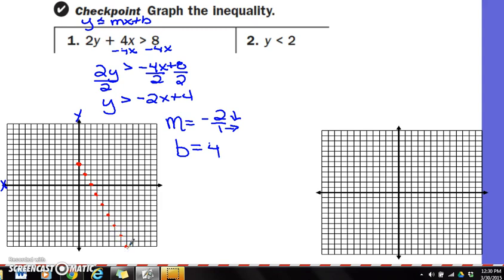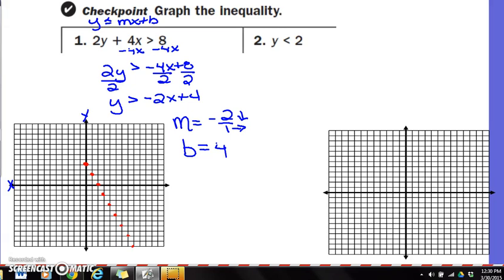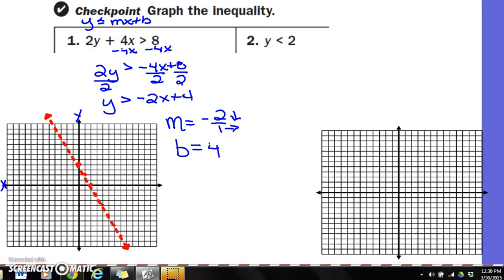Is this a solid line or a dotted line? Dotted. It is dotted because it has no equal sign with it. So there's my dotted line. Now we have to shade. Well, again, this is what I told you to do before. I put my finger on the y-intercept. Here I made it a purple dot.